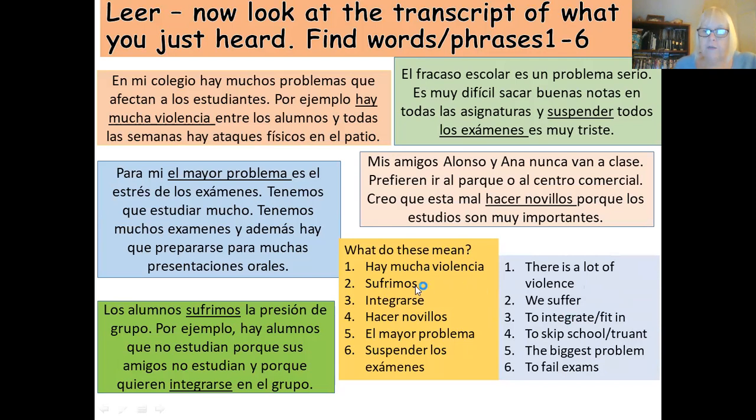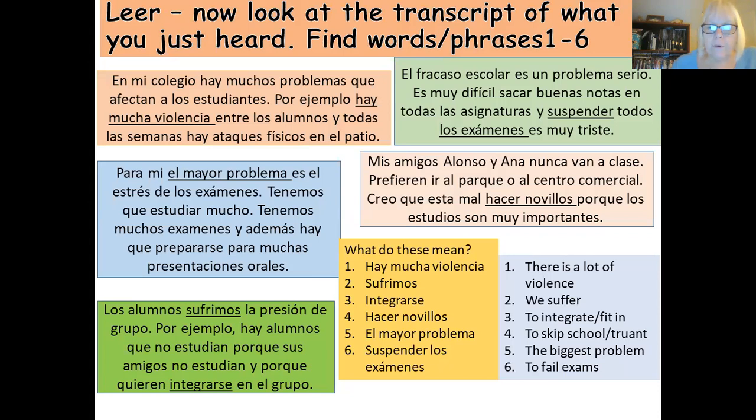Sufrimos, we suffer, from the verb sufrir. Integrarse, to integrate, to fit in. So people want to fit in with their mates, don't they? So if you've got someone who doesn't study, then maybe you don't either, because you want to fit in with them. Hacer novillos is to skip school, to truant.